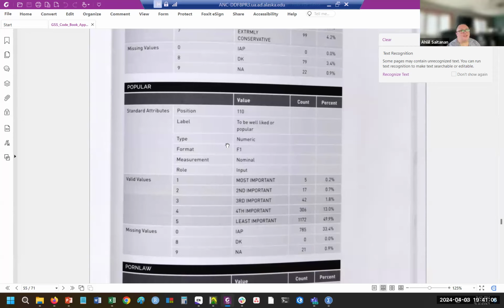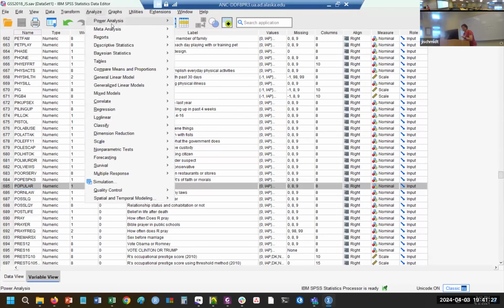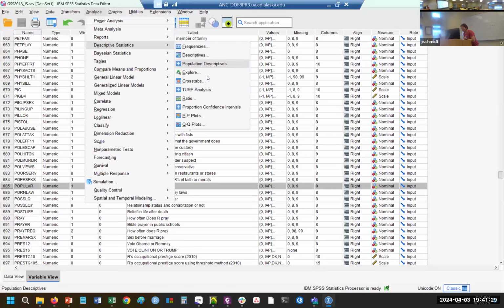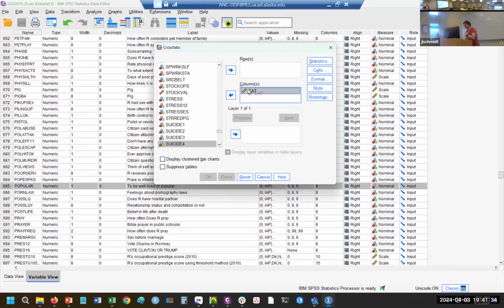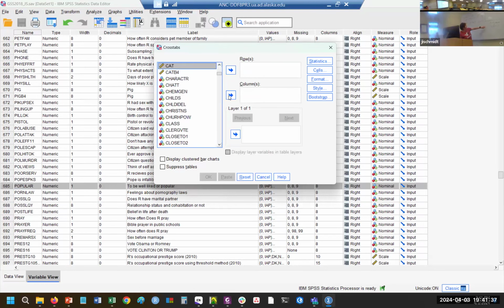The codebook is helpful. Okay, so the independent is going to be gender, and opinion towards popularity is your dependent. All right, so we'll go back to SPSS here and we'll do our crosstabs. So in our columns, we want to have gender.